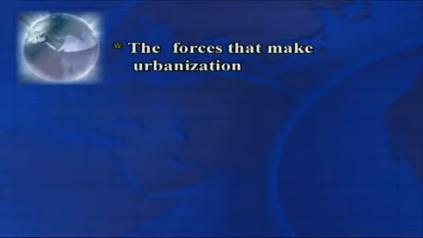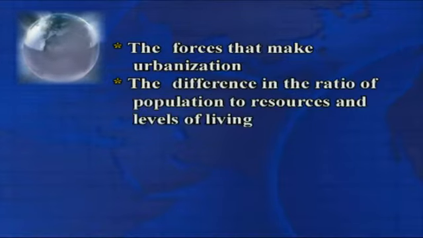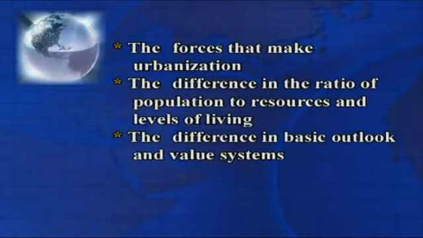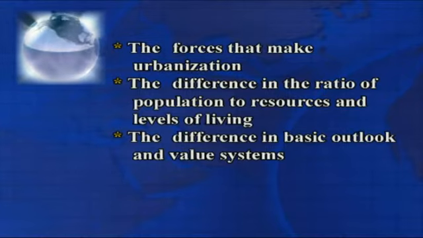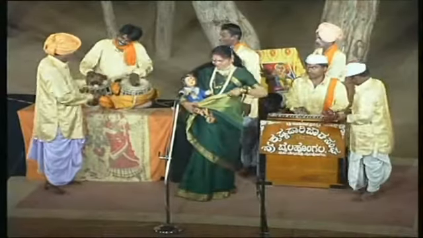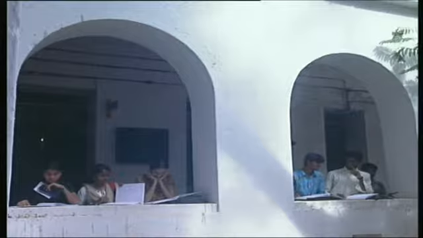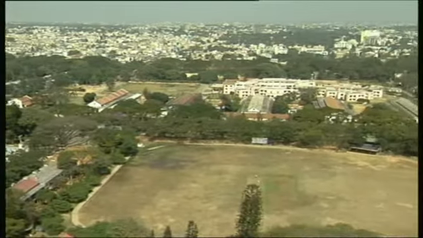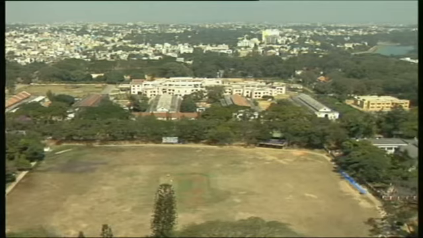The forces that make urbanization are the difference in the ratio of population to resources and levels of living, the difference in basic outlook and value systems, and the difference in technological advancement. Another major component of urbanization is net migration. People migrate from one place to another for want of employment, medical treatment, recreational facilities and educational opportunities. Urban areas are attractive zones for all of these.